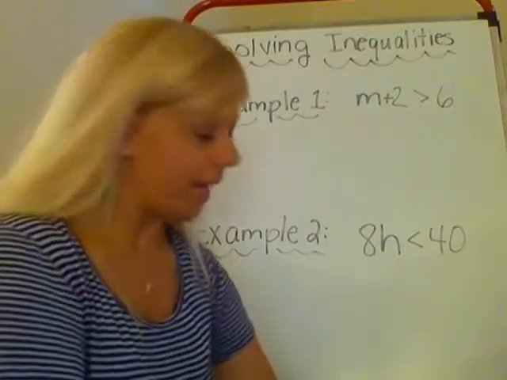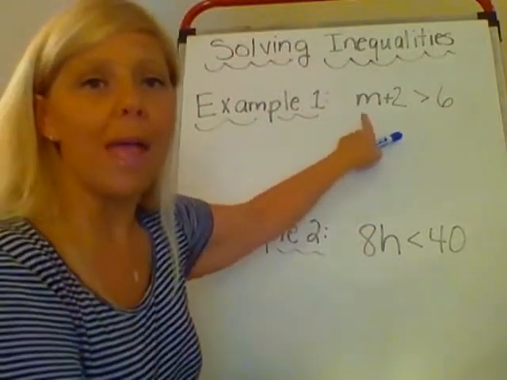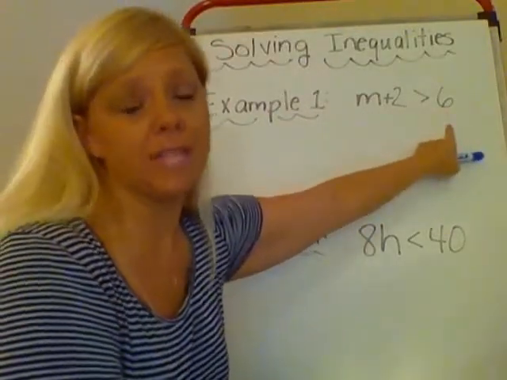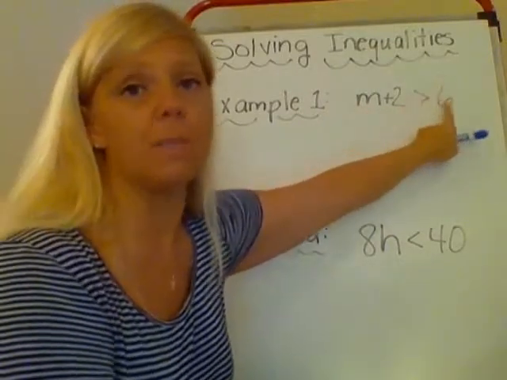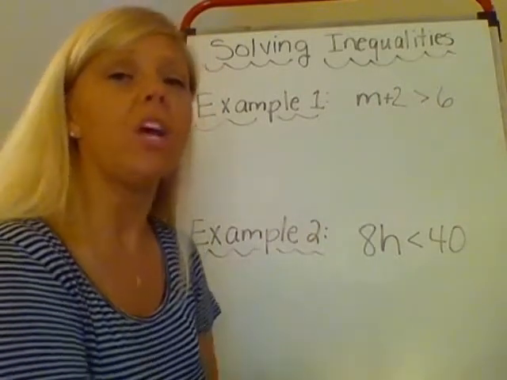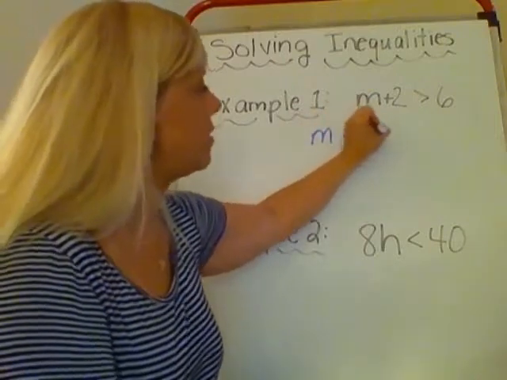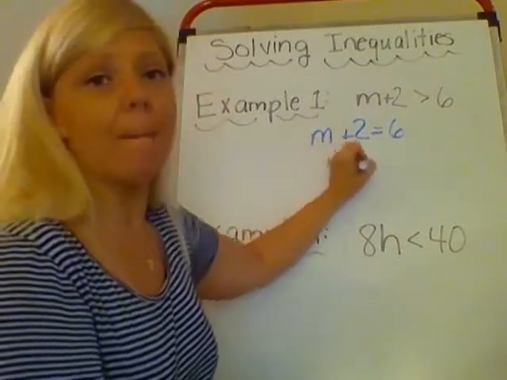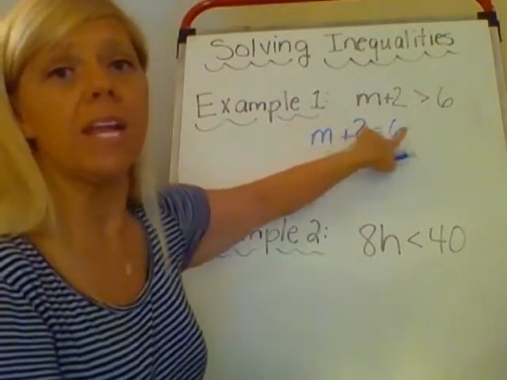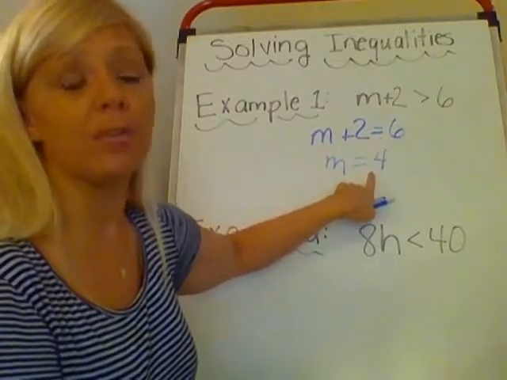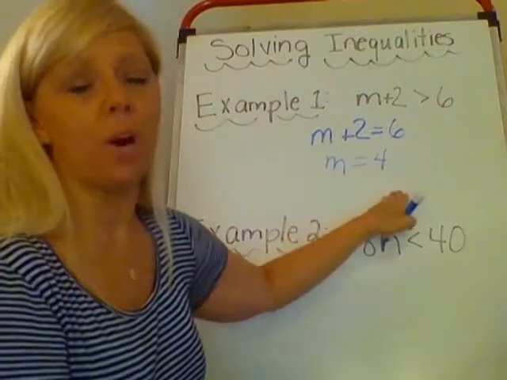So I'm going to rewrite our inequality statement on example 1, where we have m plus 2 is greater than 6. This means that any number plus 2 must be bigger than 6. If I rewrite this as an equation, m plus 2 equals 6. That means that m must equal 4, because if I use the inverse operation of addition and subtract 2 from 6, I'm going to get 4.